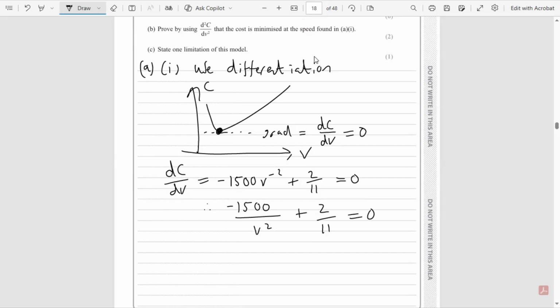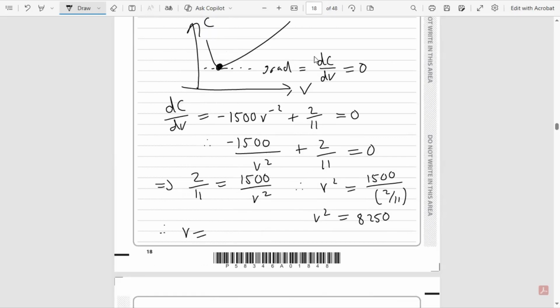Let's move the first term to the right side, so 2 over 11 equals 1,500 over V squared. Then we can multiply by V squared onto the left side, so V squared is equal to 1,500 divided by 2 over 11. I will do this on my calculator right now. 1,500 divided by 2 over 11 gives me 8,250. We can now take a square root of that to get our answer.